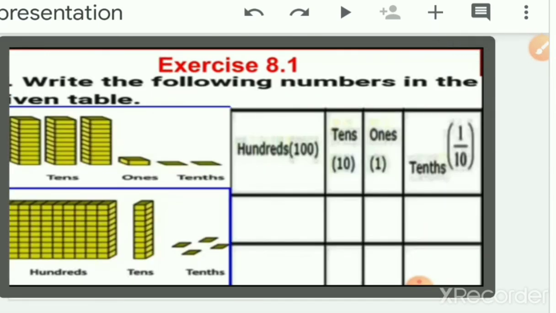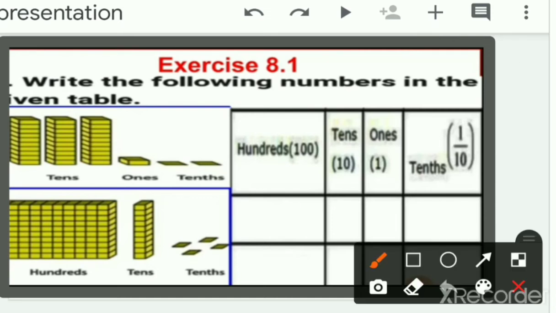Now we have exercise 8.1. Write the following numbers in the given table. Now you can see here what is given? Tens, ones, and tenths, right? So no hundreds are there. How many tens are there? 1, 2, 3. 3 tens are there. We will write 3 here. How many ones are there? 1. And how many tenths are there? It is 2. If tenths is there, it means this is the place after the decimal point. So our answer will be 31.2.